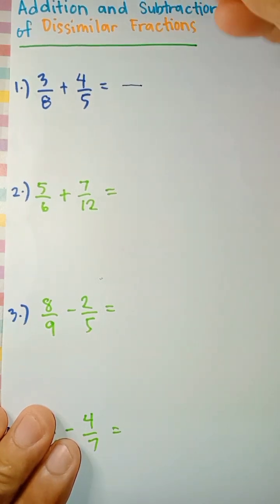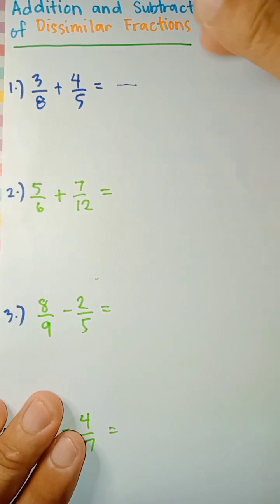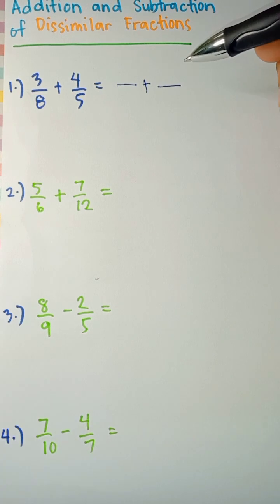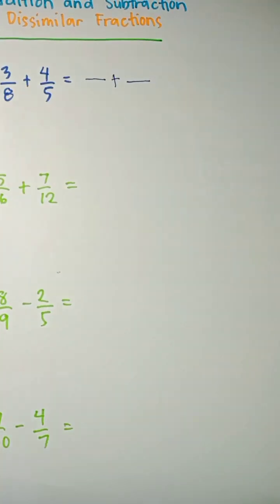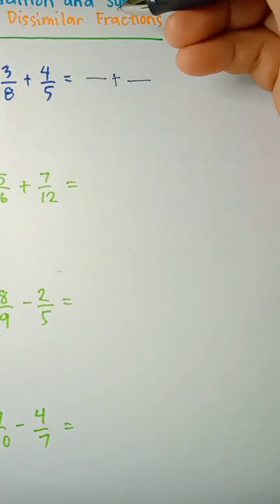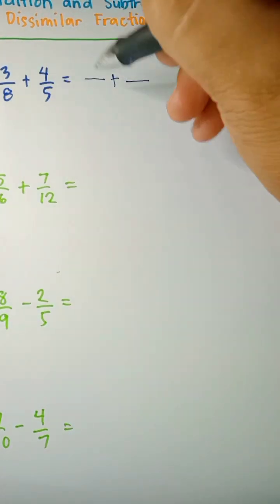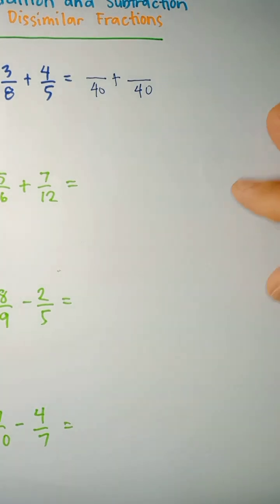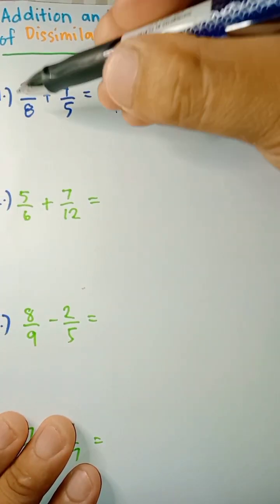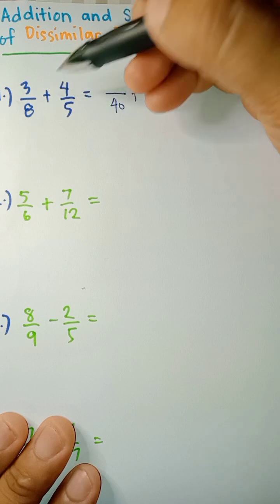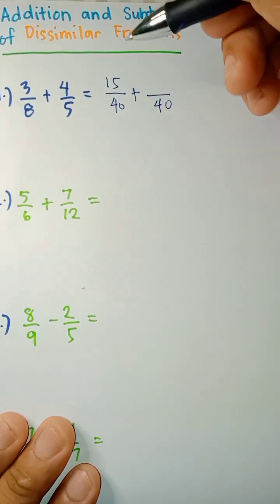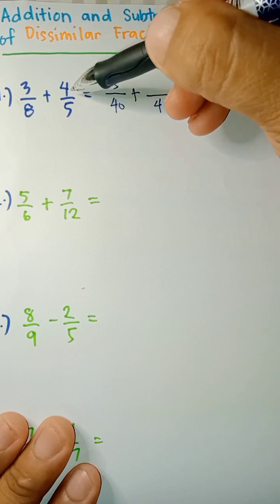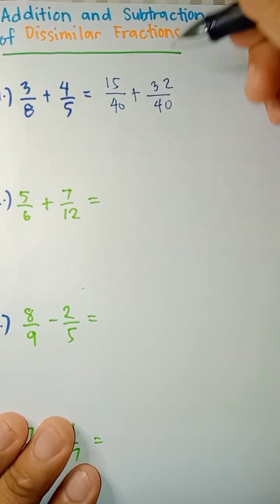So, we make two fractions here. So, since this is addition, let's have plus here and another line here. So, the common denominator for 8 and 5 is 40. 40 divided by 8 is 5 times 3 is 15. Now 40 divided by 5 is 8, then times 4 it's 32.